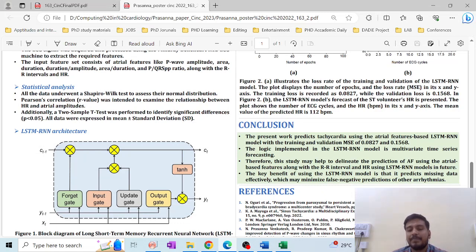The present study is a preliminary study, and the LSTM RNN model works on the logic of multivariate time series forecasting, which forecasts data from past samples. The key benefit of the LSTM model is that it predicts missing data effectively, which minimizes the false positives and false negatives of predicting other arrhythmias.